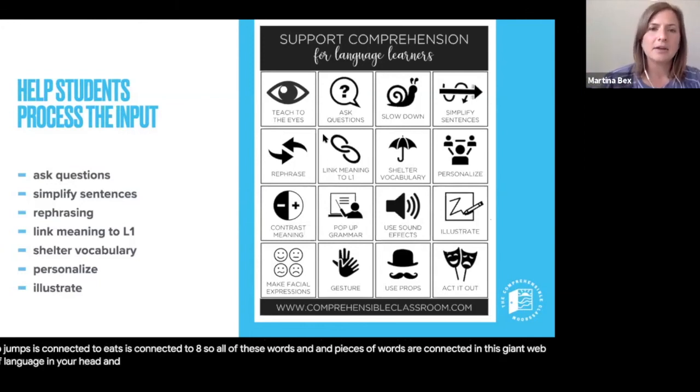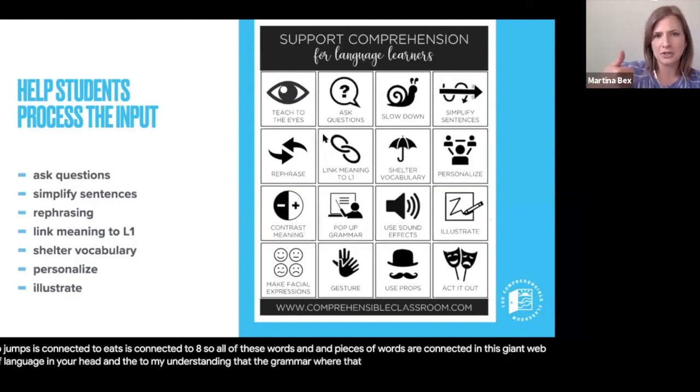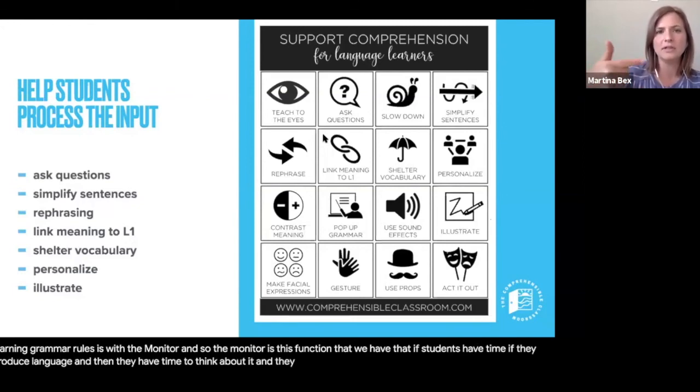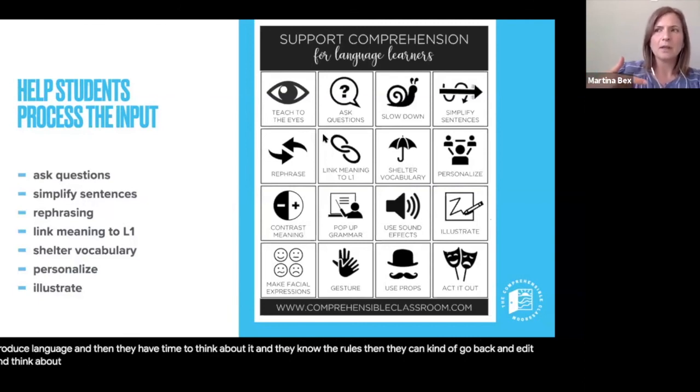And to my understanding, where grammar comes into play best for students learning grammar rules is with the monitor. The monitor is this function that we have: if students produce language and then have time to think about it and they know the rules, then they can go back and edit and think about what they're saying.